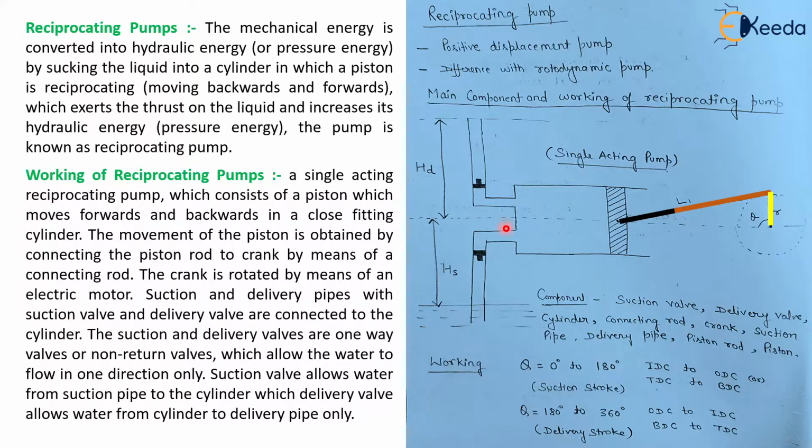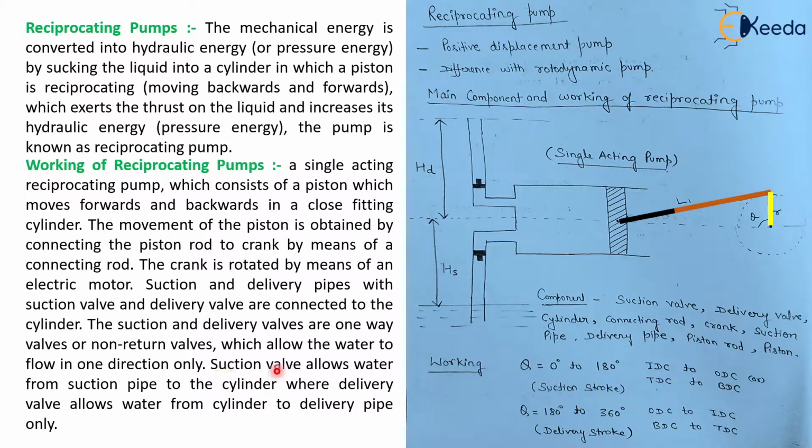This one is the suction pipe and this one is the suction valve. This one is the delivery pipe and this one is the delivery valve. Both the suction pipe and delivery pipe are connected with the cylinder. The suction and delivery valves are one-way valves or non-return valves, which allow the water to flow in one direction only. The suction valve allows water from the suction pipe to the cylinder, whereas the delivery valve allows water from the cylinder to the delivery pipe only. Okay, this is the brief about the reciprocating pump.